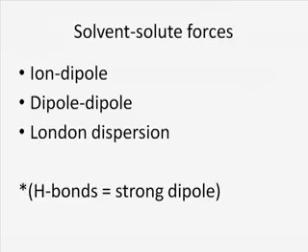Okay, and the sort of attractive interactions that we might see are ion dipole. This is where we have maybe an ionic solute that's attracted to the dipoles in a polar solvent. It could be dipole-dipole, polar solute, polar solvent. That would be like maybe sugar in water, for example. And then London dispersion, where we have nonpolar solvents, nonpolar solutes.